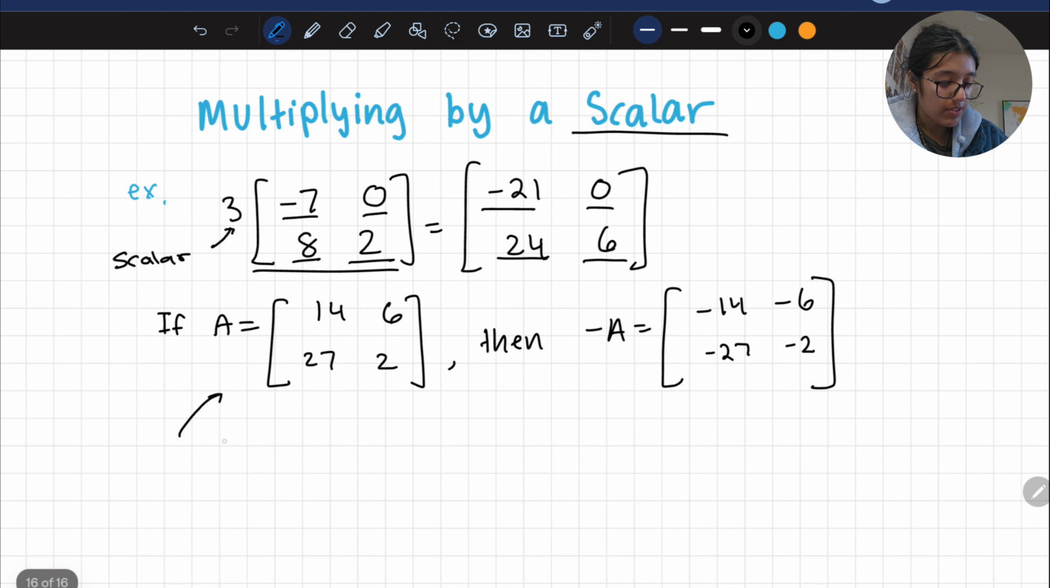Another example would be right over here. If A is a matrix that's defined by 14, 6, 27, and 2, then minus A is the same thing as minus 1 times this matrix A. So then we just multiply this by minus 1. So now we have minus 1 times 14, which is minus 14, minus 1 times 6, which is minus 6, and so on and so forth.